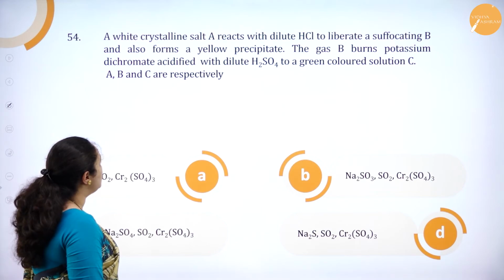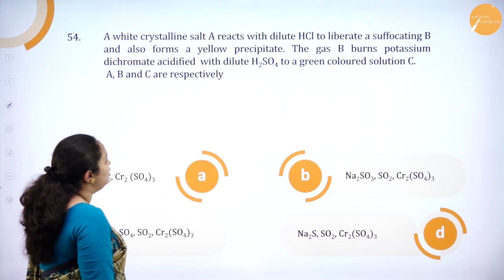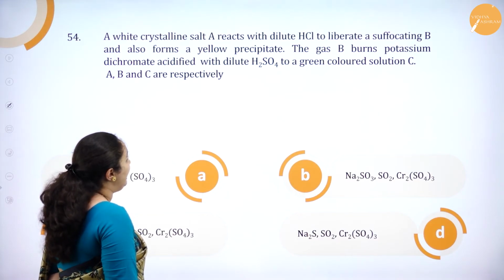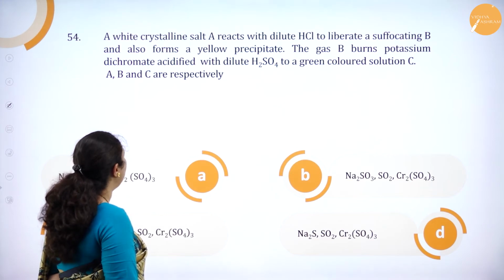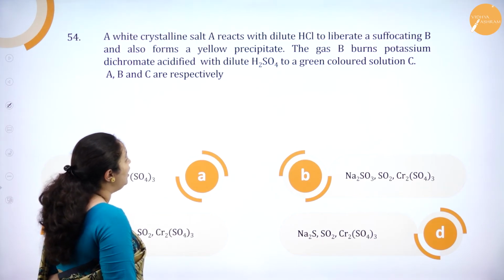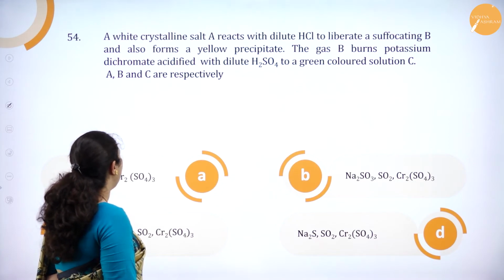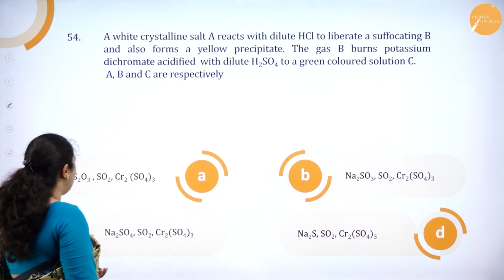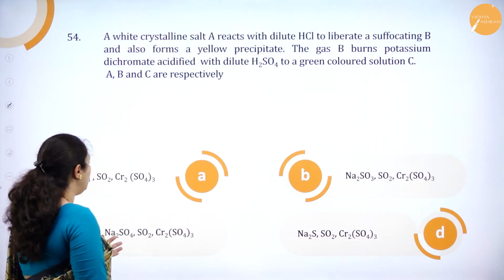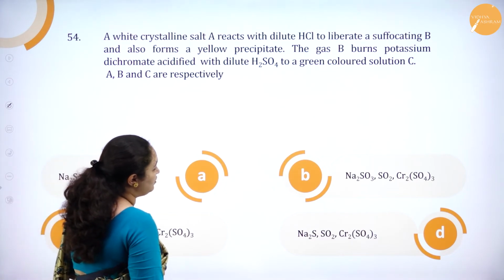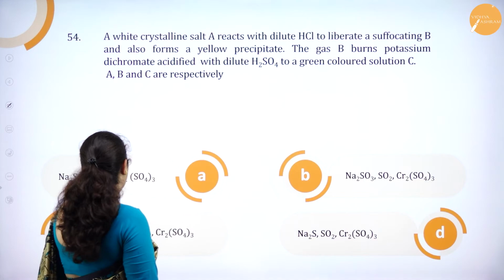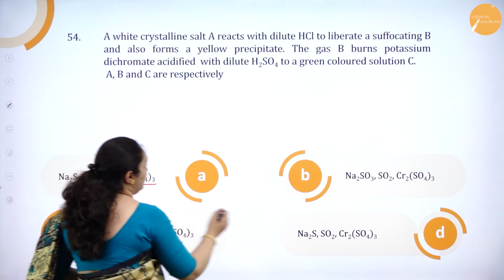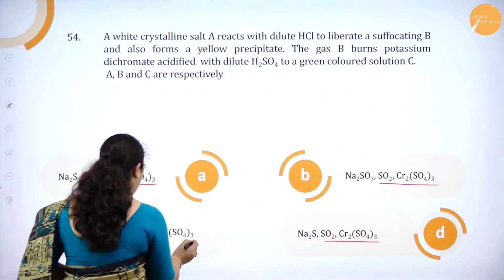A white crystalline salt A reacts with dilute HCl to liberate a suffocating gas B and also forms a yellow precipitate. The gas B turns potassium dichromate acidified with dilute H2SO4 to green colored solution C. What are A, B and C respectively? So they have given Na2S2O3, SO2 and Cr2(SO4)3, Na2SO3, SO2, Cr2(SO4)3. Then they have given Na2SO4 and also Na2S. If you see the second and the third one, it is the same.